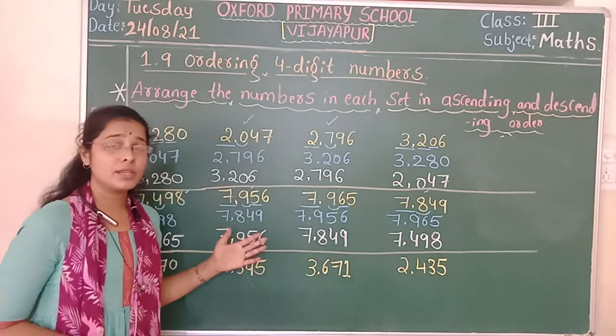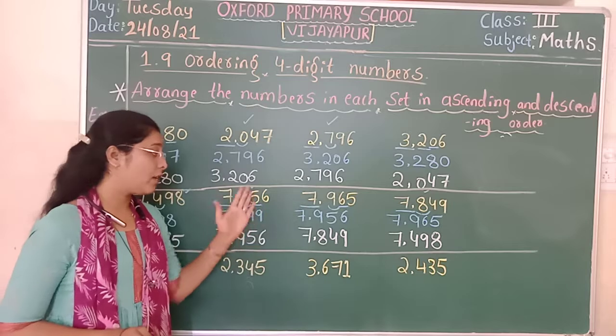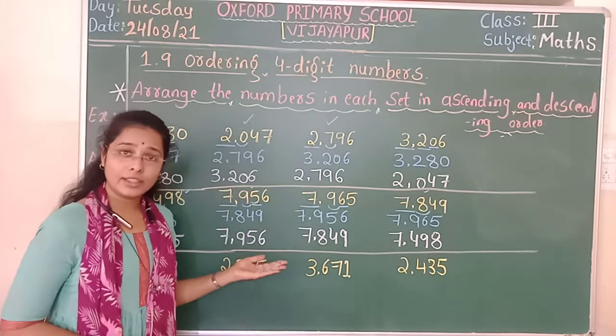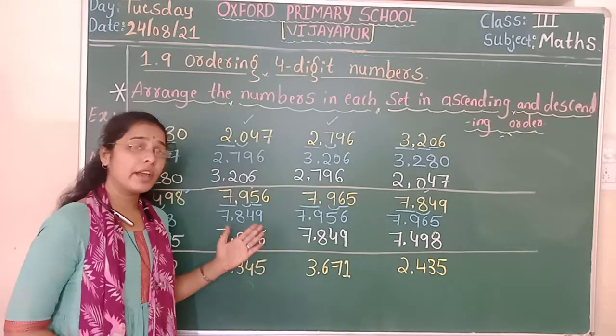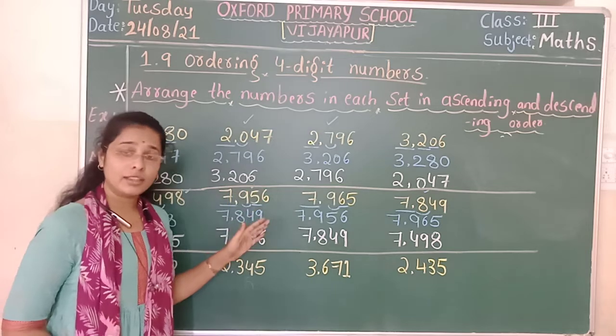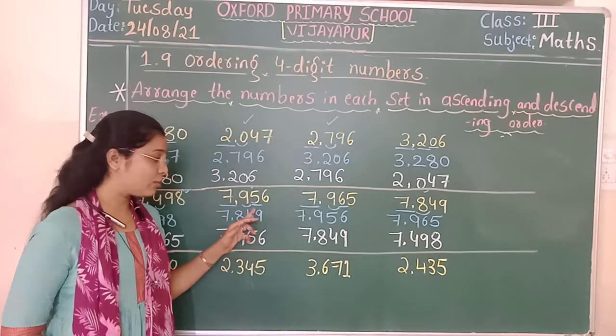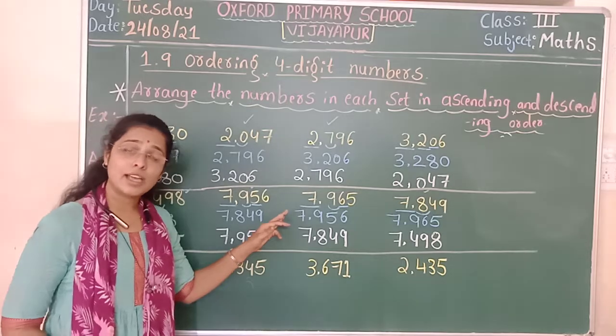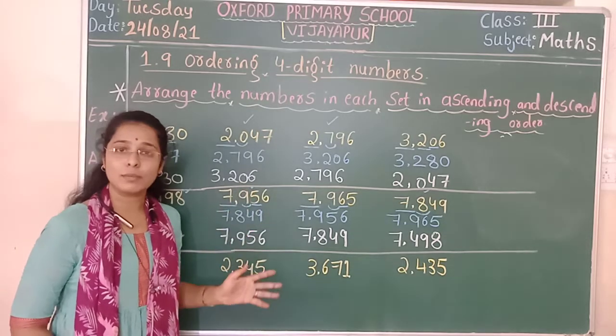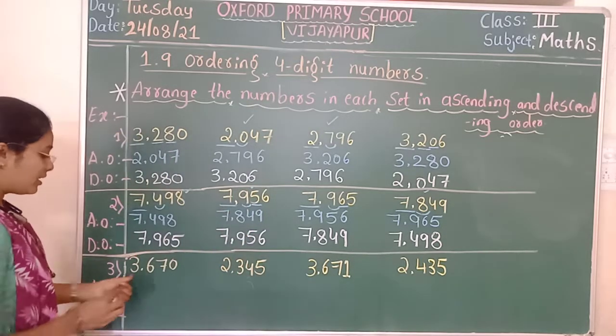If there is any difference, we will get the answer. Otherwise, if you are having the same number, compare the hundreds. In hundreds also if we have the same number, compare the tens. Otherwise, if you are having the same number in the tens also, we have to compare the last place, that is the ones place. Going to the last.